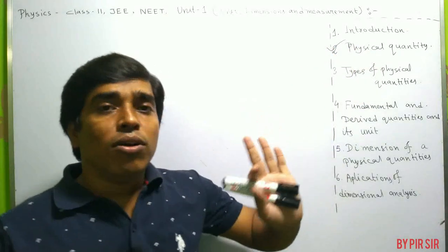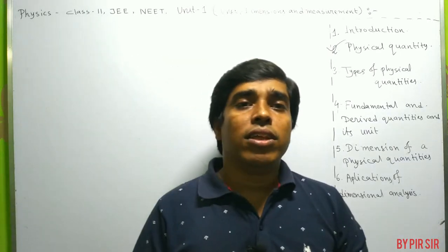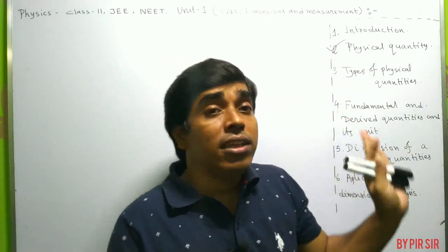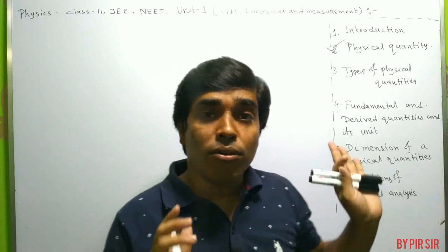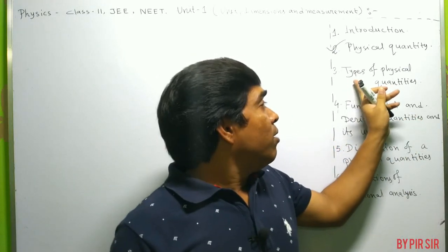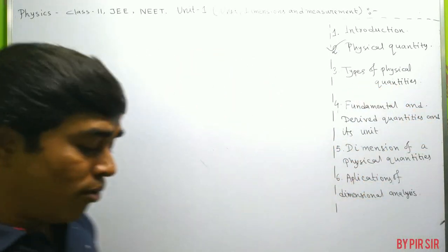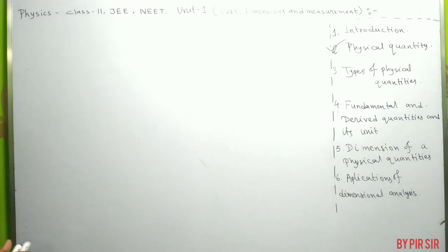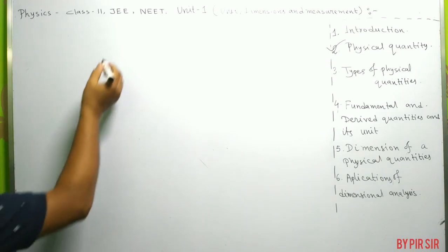That is about physical quantities. You know what physical quantities are and what the properties of physical quantities are. Now I will describe the types of physical quantities. There are 3 types of physical quantities.